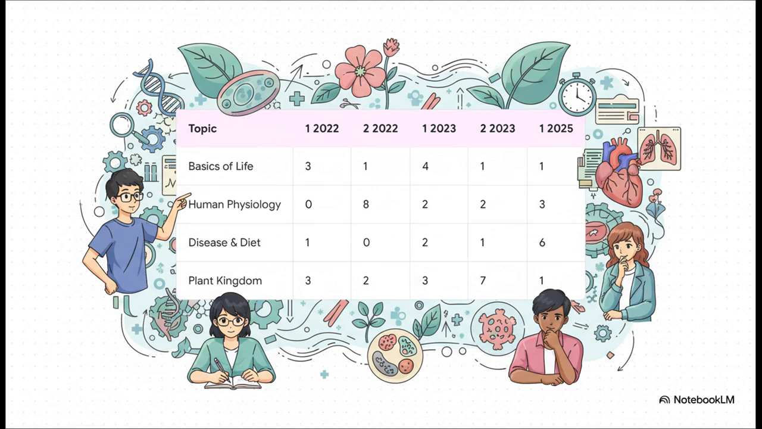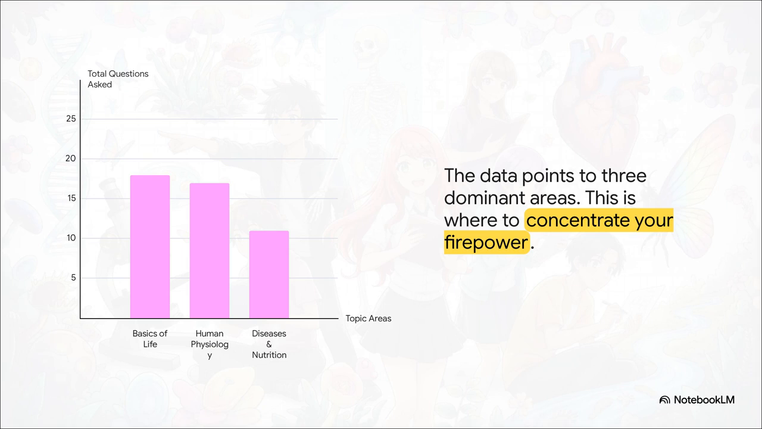The overall trend is undeniable. Certain topics show up again and again and again. This isn't about guesswork. It's about following the evidence. So what's the big takeaway from all that data? Well, it points us directly to 3 areas that consistently dominate the paper.